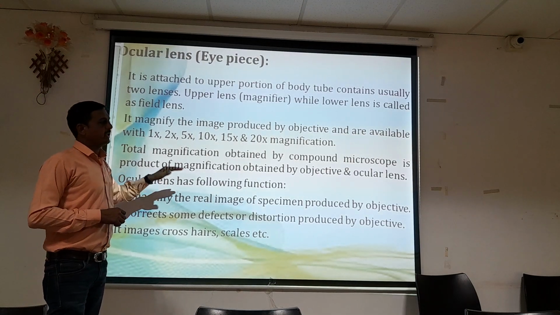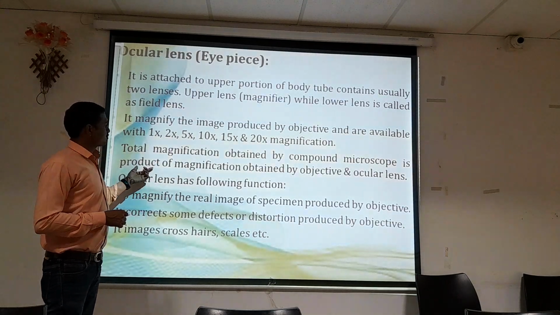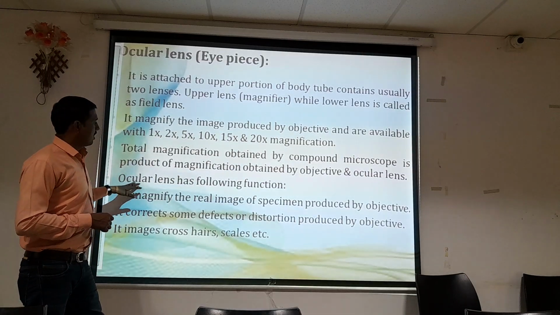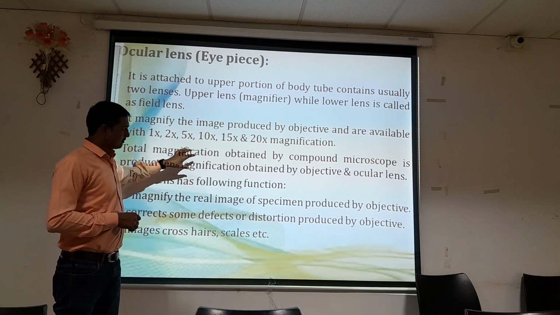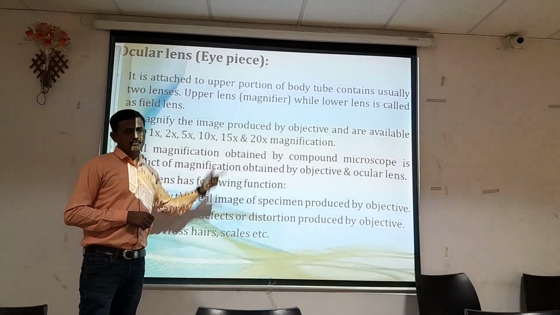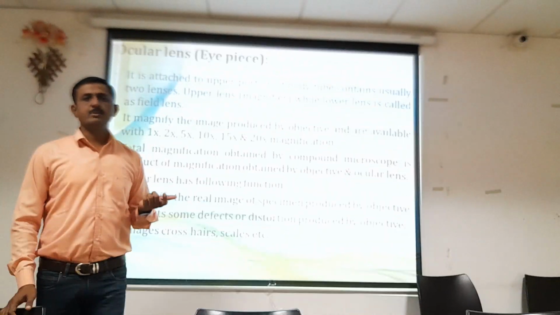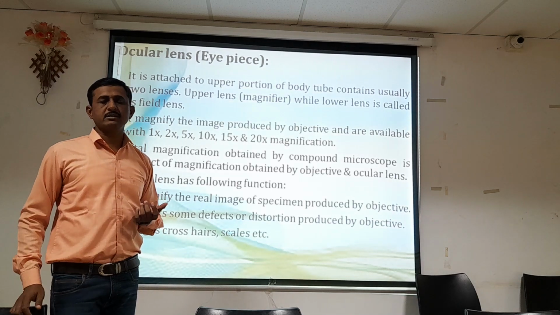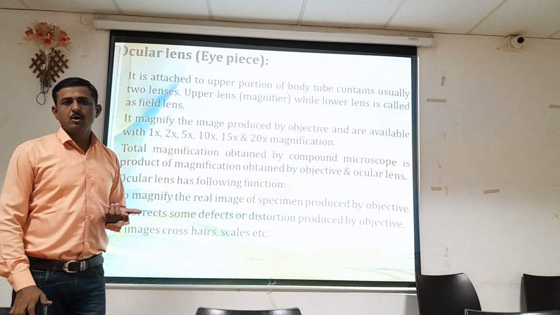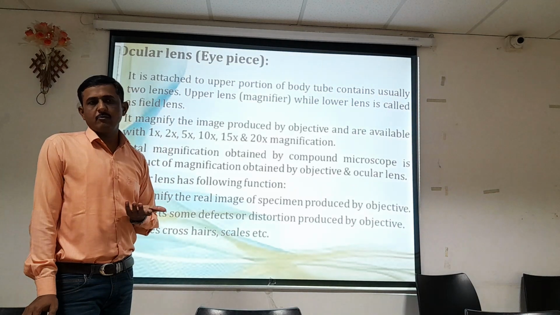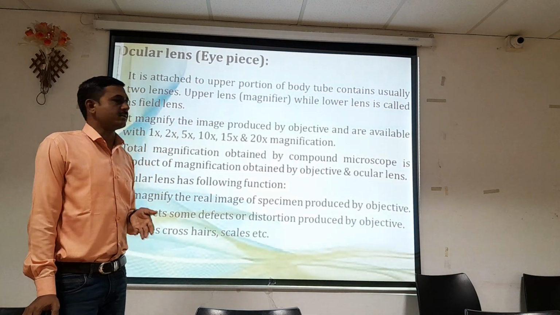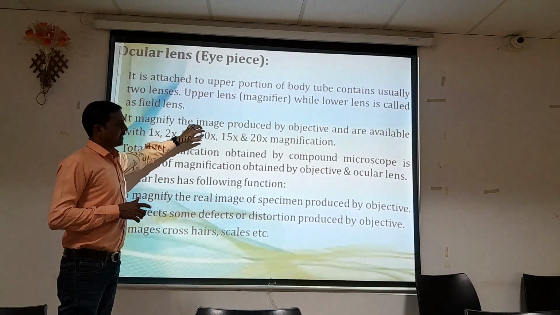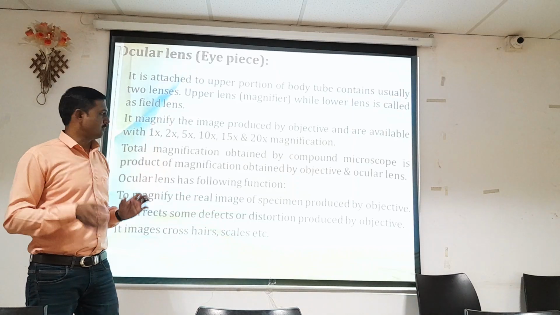Total magnification obtained by a compound microscope is the product of the magnification obtained by the objective and the ocular lens. For example, when we observe with a 15x eyepiece at the upper ocular lens, and the objective lens is 10x, then 15 into 10 is 150, so 150x is your magnification. It is the multiplication of the magnification power of your eyepiece and objective lens.